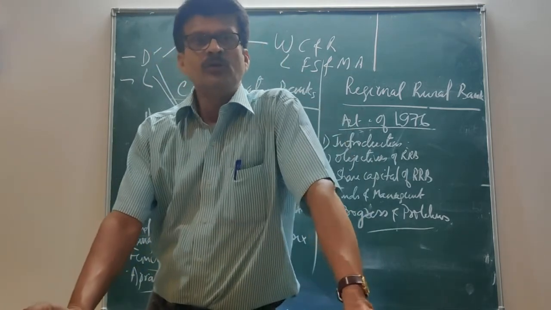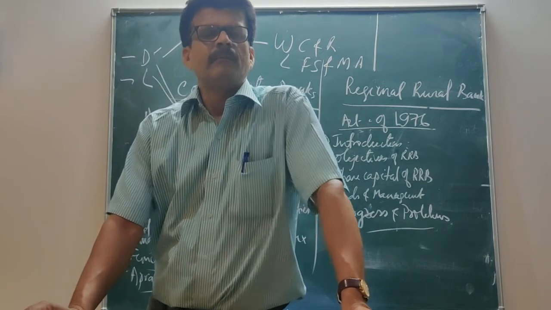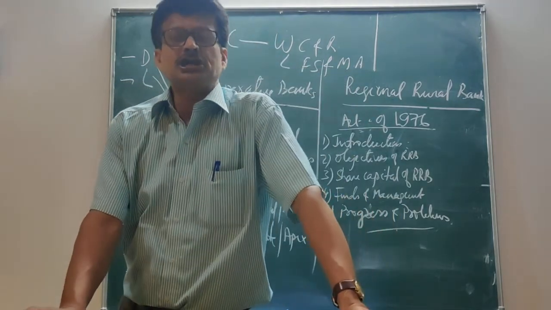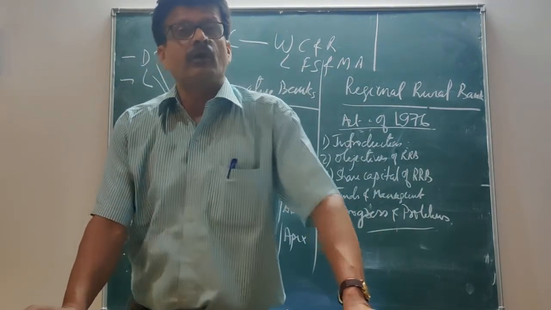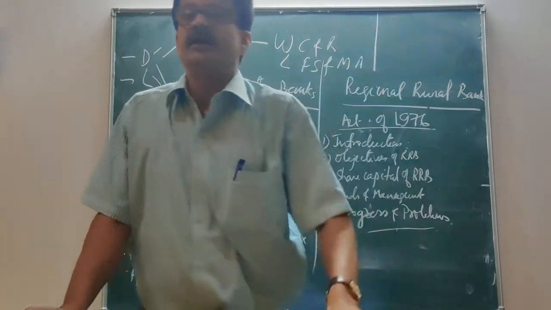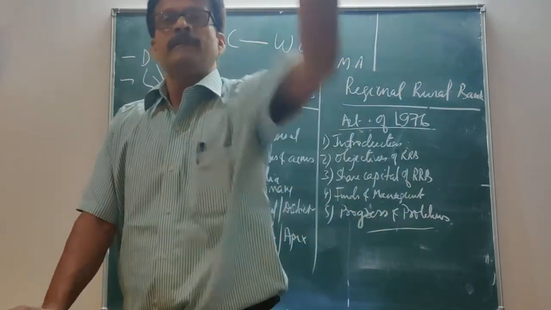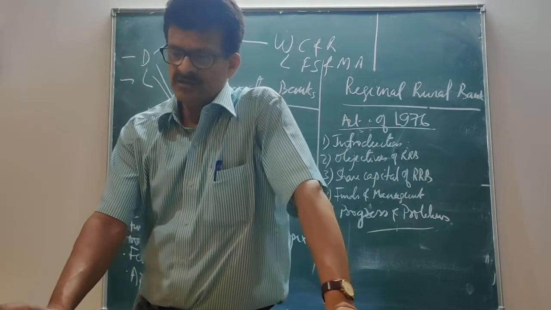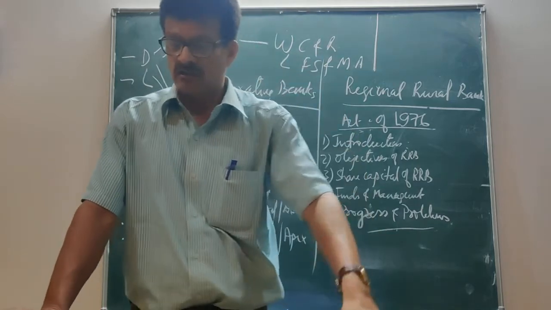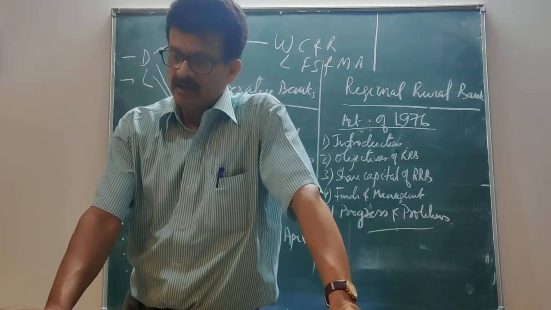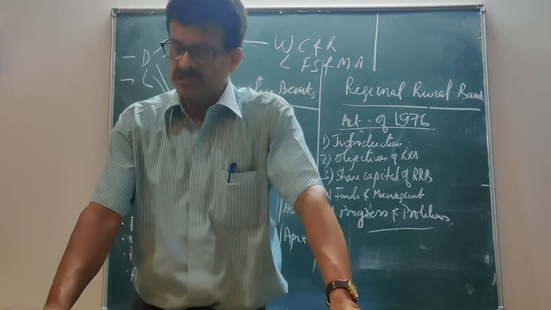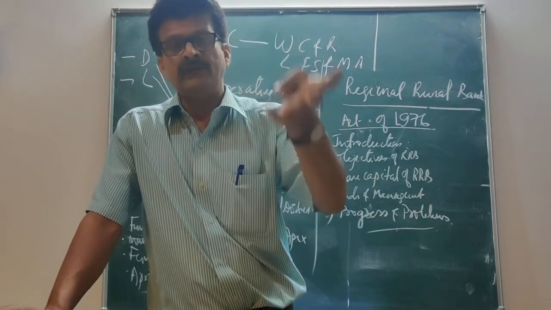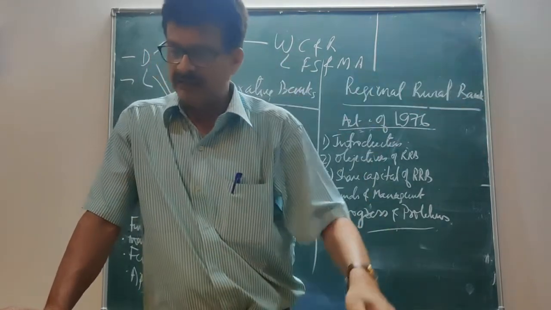Correct? For a primary credit society, borrowings from the central cooperative bank are the major portion. For a district or central cooperative bank, borrowings from the state cooperative bank are the major portion. For a state cooperative bank, borrowings from the Reserve Bank of India form a major portion of their funds. Okay, functions. The main function of the state cooperative bank is to lend funds to the central cooperative banks, which in turn advance them to primary credit societies.